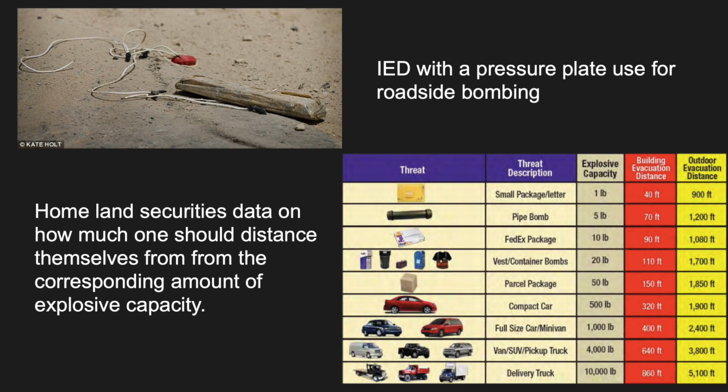The top image shows an IED with a pressure plate used for roadside bombing, especially in Iraq and Iran. The second image shows Homeland Security's data on how much one should distance themselves from the corresponding amount of explosive capacity.